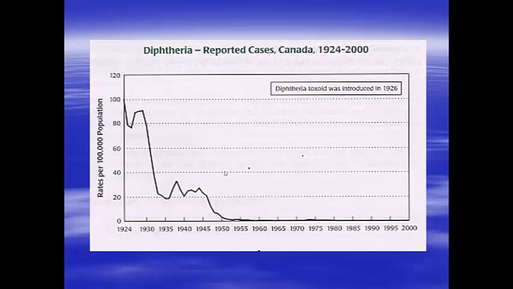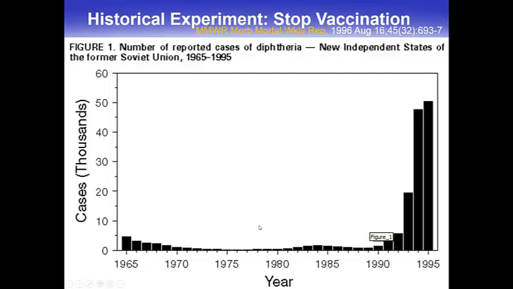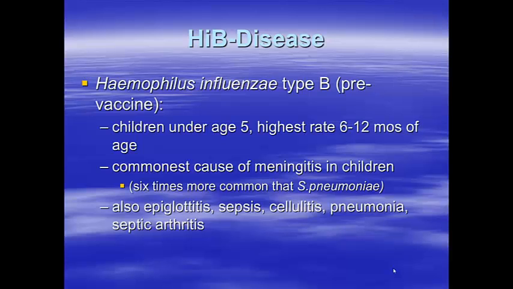So recall that the diphtheria toxoid, that's the vaccine introduced in 1926, and you're seeing the dramatic drop in cases here. This is the dramatic rise in cases in the USSR, in the former Soviet Union, when the vaccine program broke down. And so you see reemergence of the natural infection.